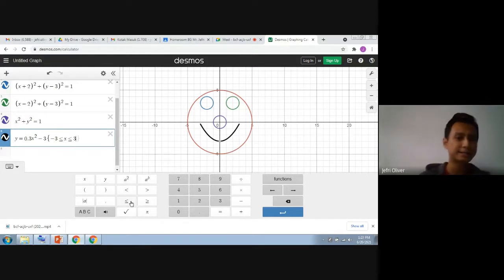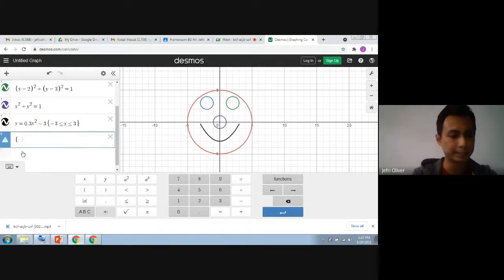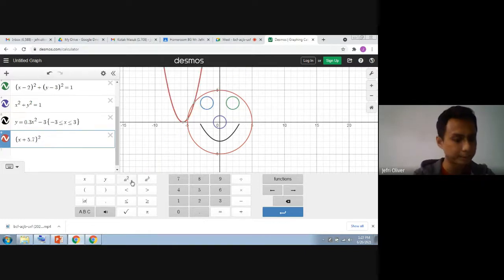So now the next thing, I would like to make the ears. Okay, so the ears, I would like to make the shape of the circle as well. So now I would like to make the equation of the circle, x plus 5.7 squared plus y minus 2 squared is equal to 1.